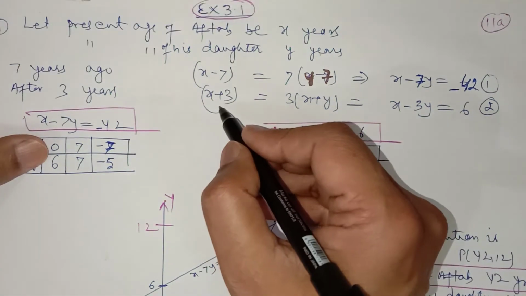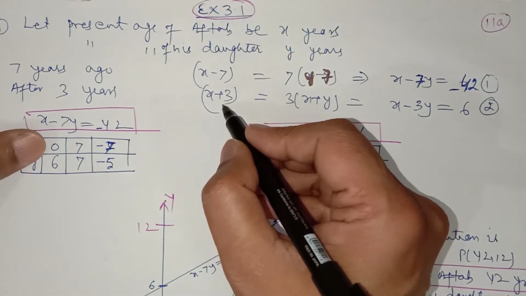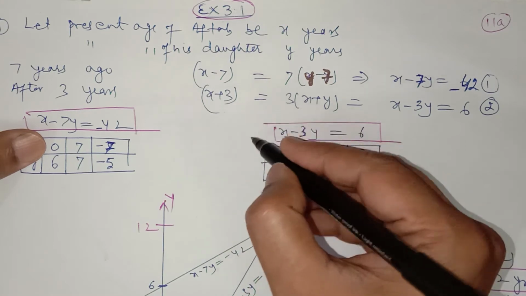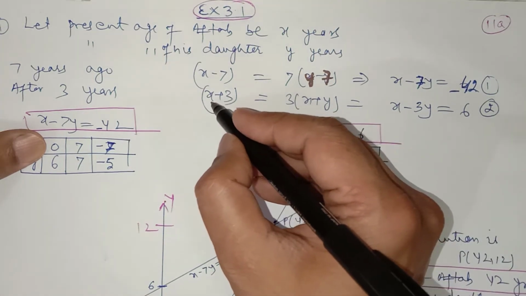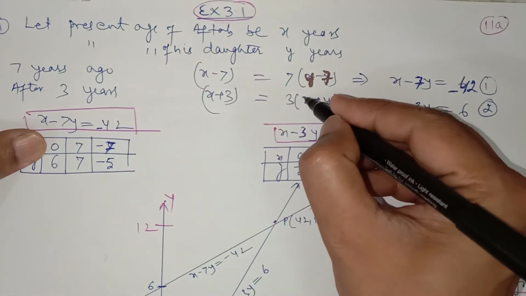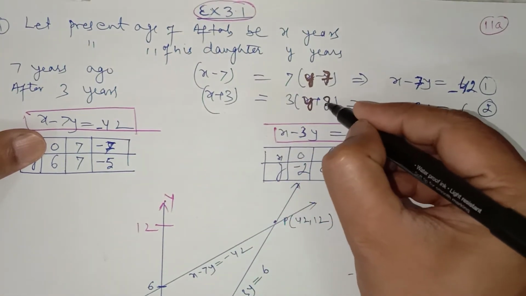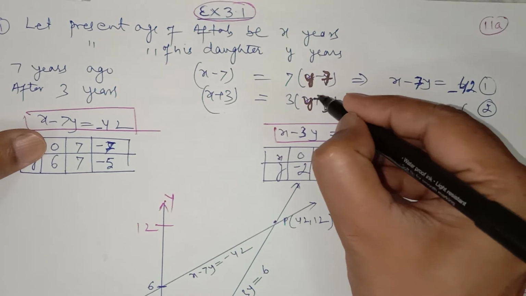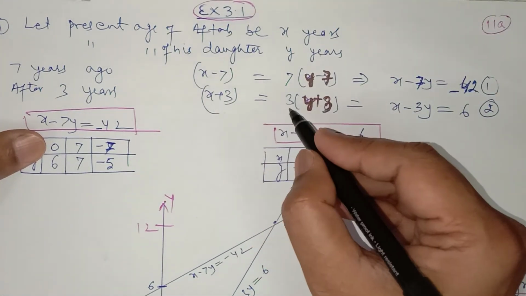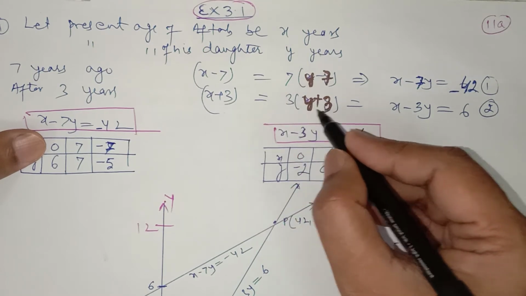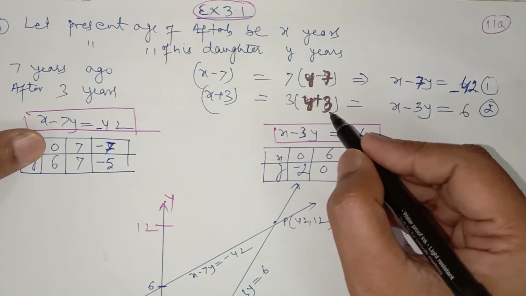Now after 3 years it is given that the age of Aftab will be 3 times the age of his daughter. So after 3 years the age of Aftab will be x plus 3 and the age of his daughter will be y plus 3. So x plus 3 is equal to 3 times y plus 3, which is the age of his daughter after 3 years.